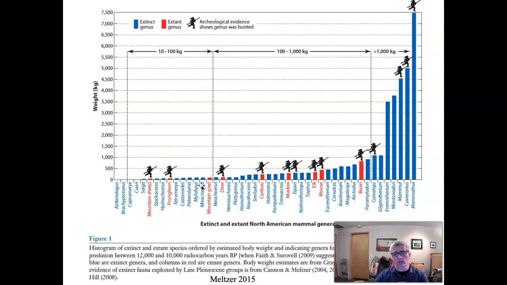genera were hunted. And so the argument they're trying to make here is that we've got species that were hunted that are still here. We have a few species, by this diagram 5, that were hunted that are now extinct. But how do you explain all the other species that we do not have archaeological data for them being hunted?